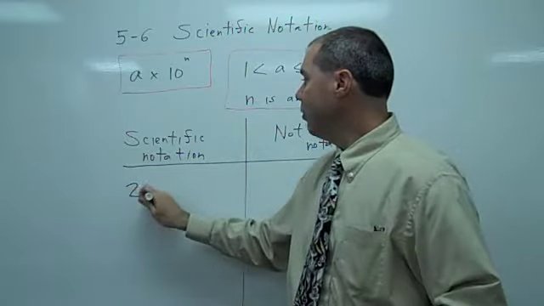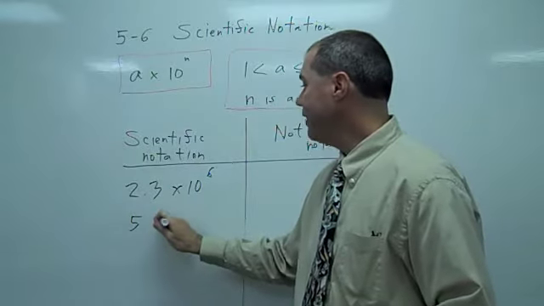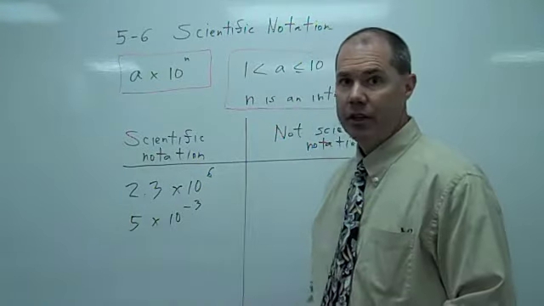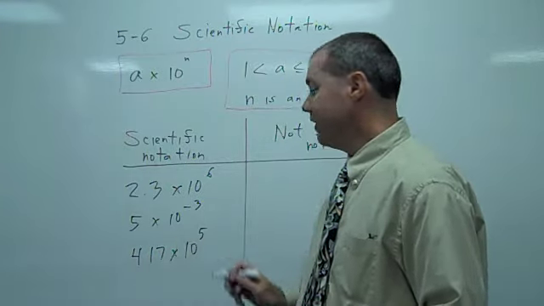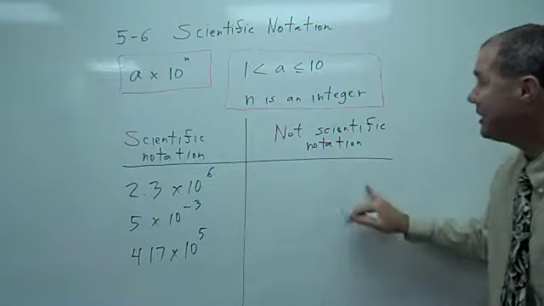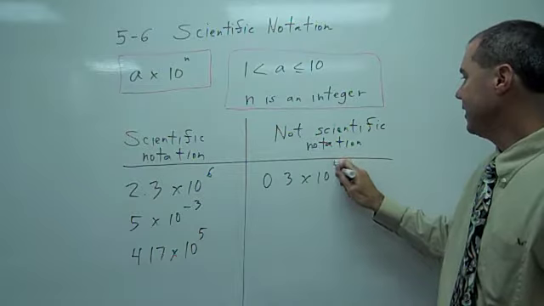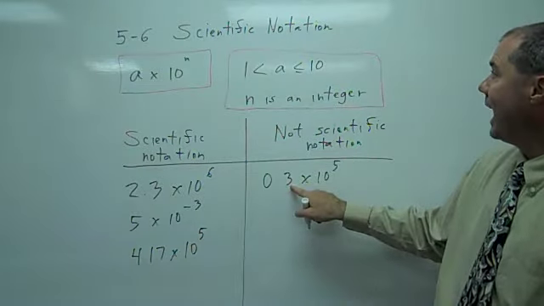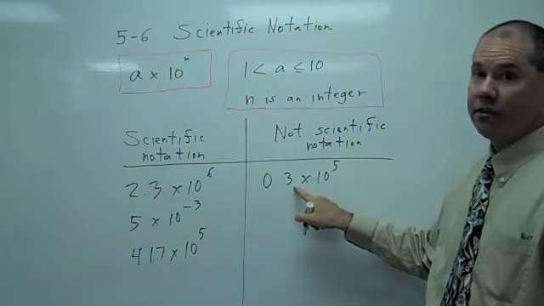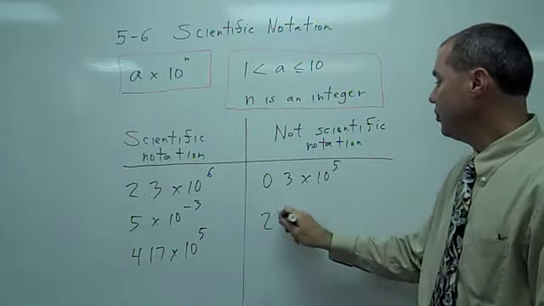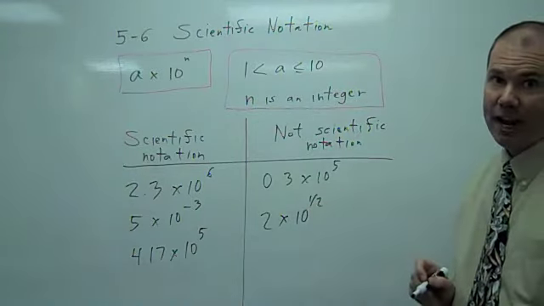Something like 2.3 times 10 to the 6, or 5 times 10 to the -3rd, or 4.17 times 10 to the 5th. These are not scientific notation: 0.3 times 10 to the 5th. Remember, the first number has to be between 1 and 9.99, etc. 0.3 is smaller than 1. Or how about 2 times 10 to the 1/2? That has to be an integer, not a fraction.